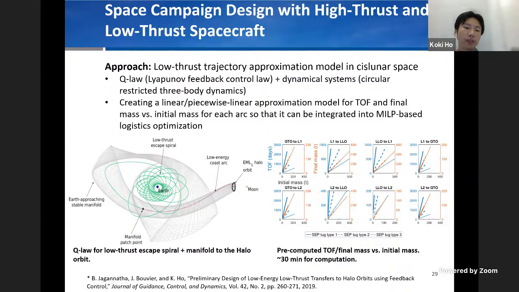So that we now consider the departure from Earth orbit to the halo orbit in one sequence. And this is not the optimal solution, because we didn't optimize this. We just use a feedback controller and a manifold. But at least we have some research that demonstrates that this can approximate the optimal solution very well and very efficiently. What we do is calculate this for a different set of arcs, and then we create a piecewise linear model, and you integrate that piecewise linear model into the original optimization.